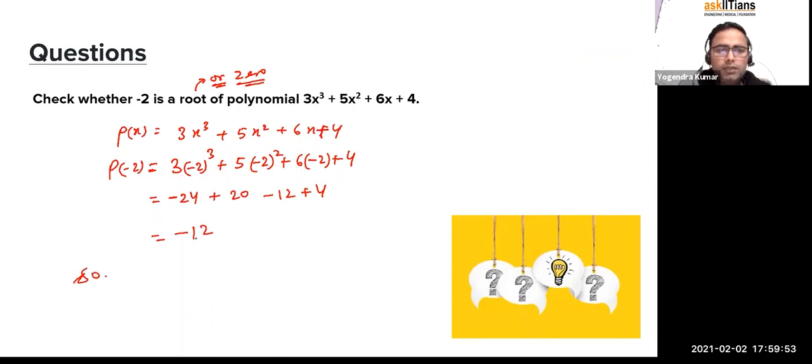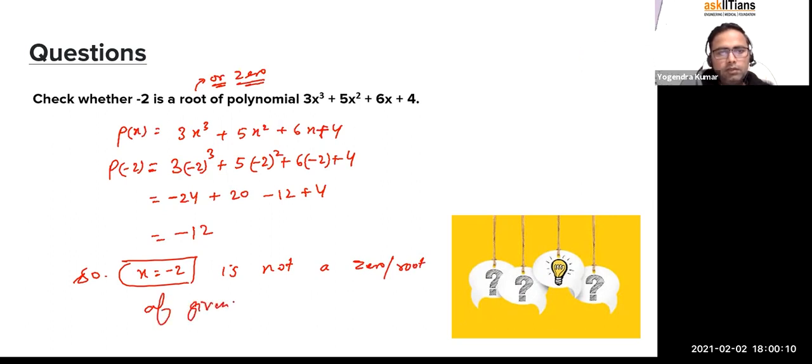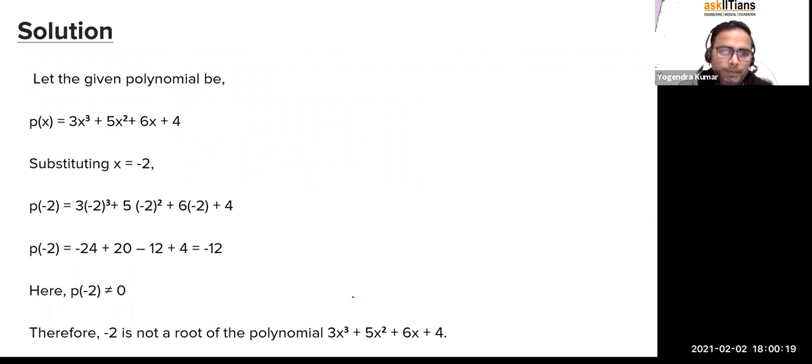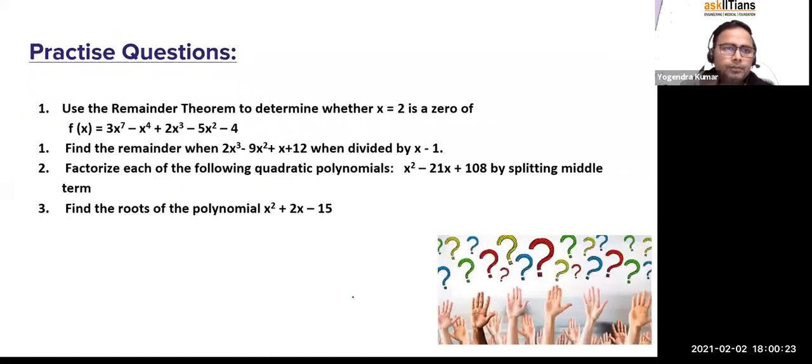We confirm that if it comes 0, then it is a root, otherwise it is not. So x equals minus 2 is not a zero or root of the given polynomial. It is not equal to 0. That's how we understand it. This whole statement is written here.